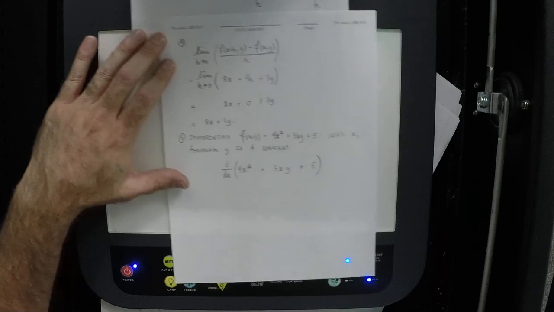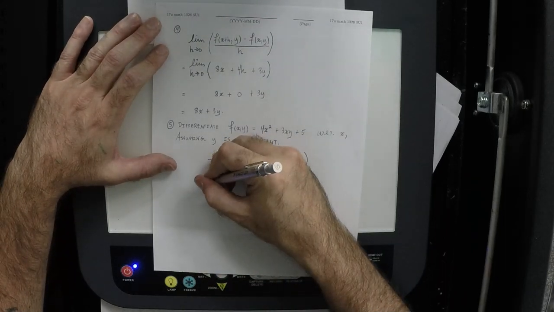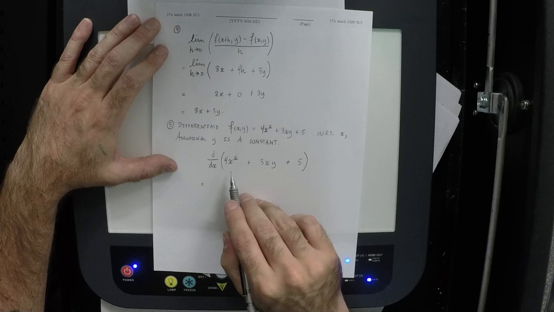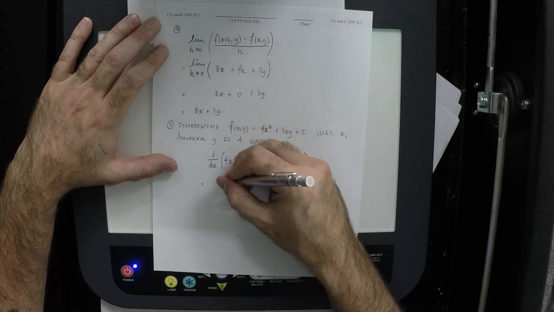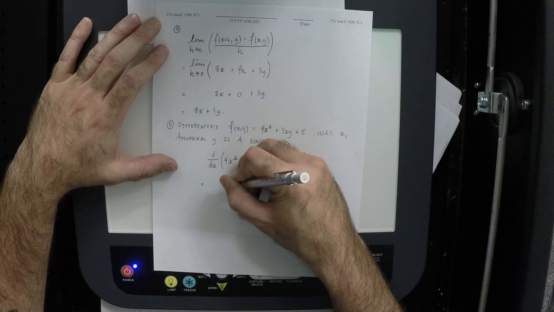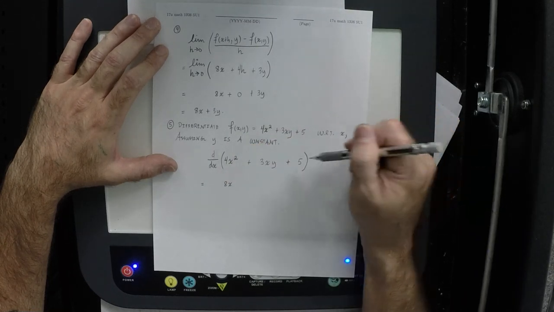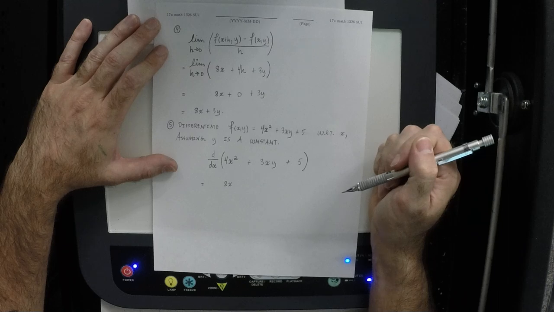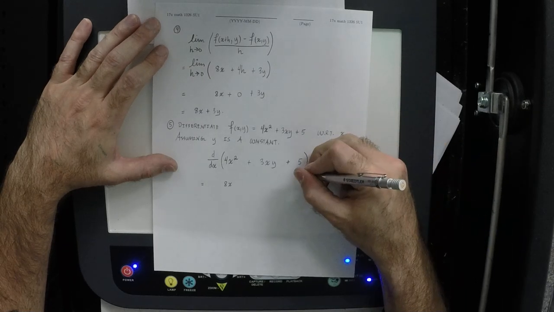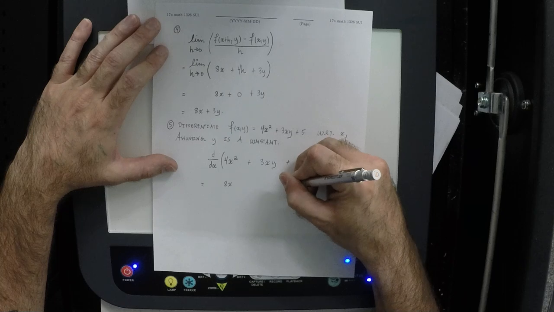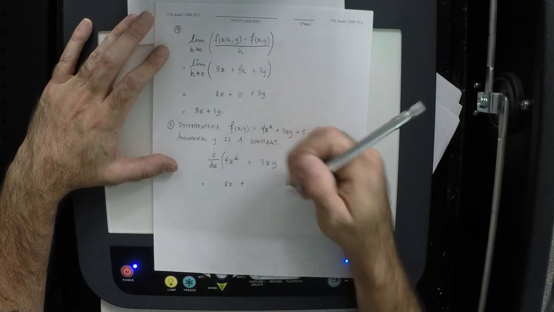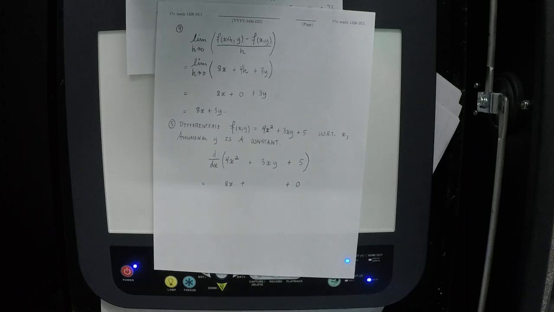Okay, so the first and the last are easy. So what's the derivative of 4x squared? 8x. So no problem. What's the derivative of 5? 0. And then it's the middle one that, at least at the beginning, students have trouble with. So what's the derivative of 3xy with respect to x? 3y, because we're taking y to be a constant.